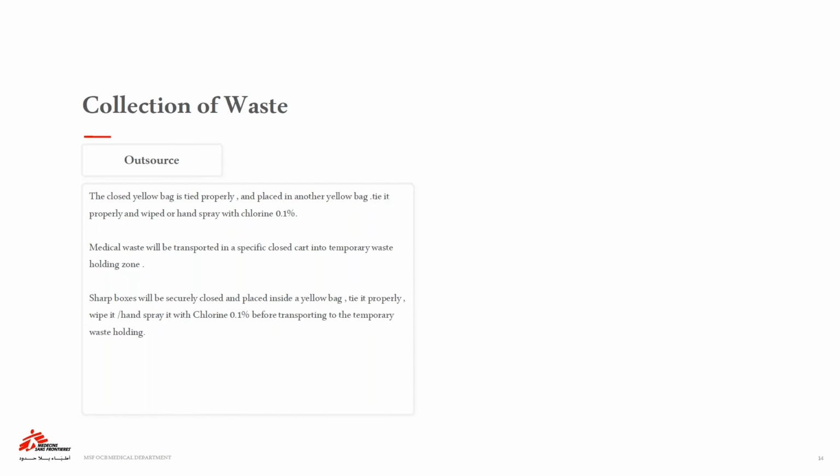For the collection of waste by an outsourced company, they will collect the yellow bag, which must be tied properly. Some of these outsourced companies request that the waste be placed in a double bag. So the first bag will go into the second bag, and again this bag will be wiped or sprayed with chlorine 0.1%.